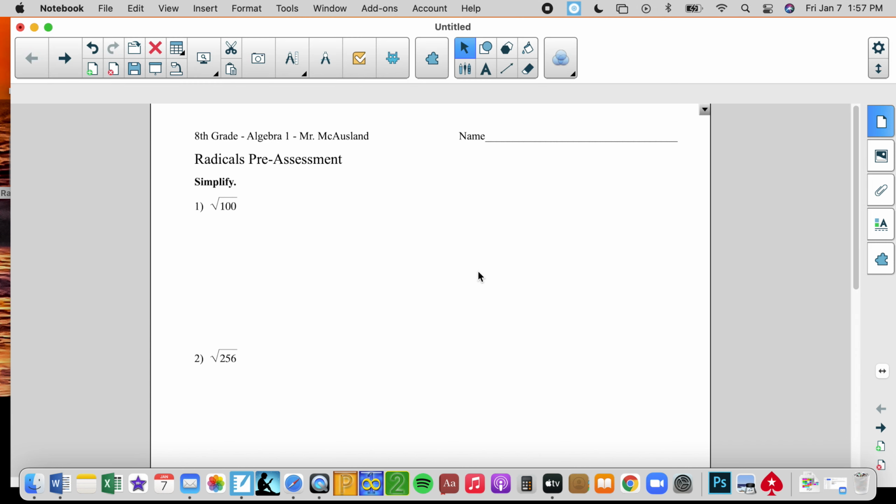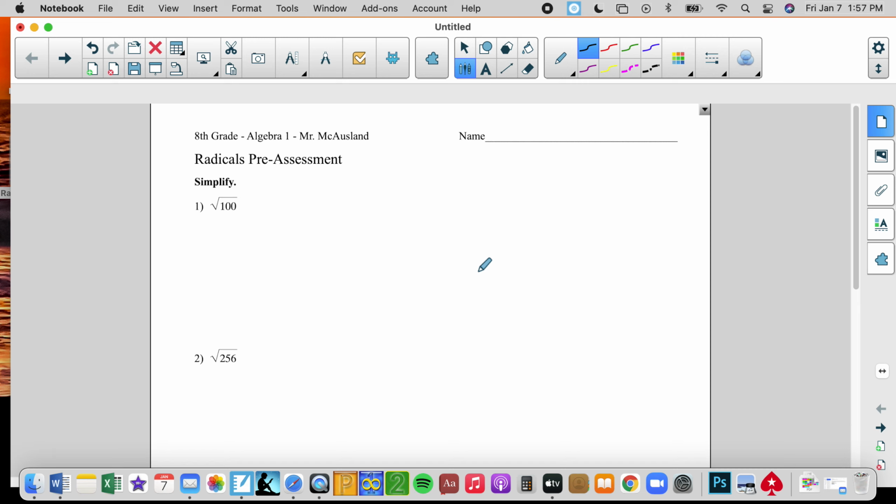Comprehensive review on how to simplify radicals. It's broken into 3 sections pretty much. You have rational and irrational radicals. Then we're going to have rational and irrational with coefficients. And then the third one is going to be rational and irrational with variables and also with coefficients.